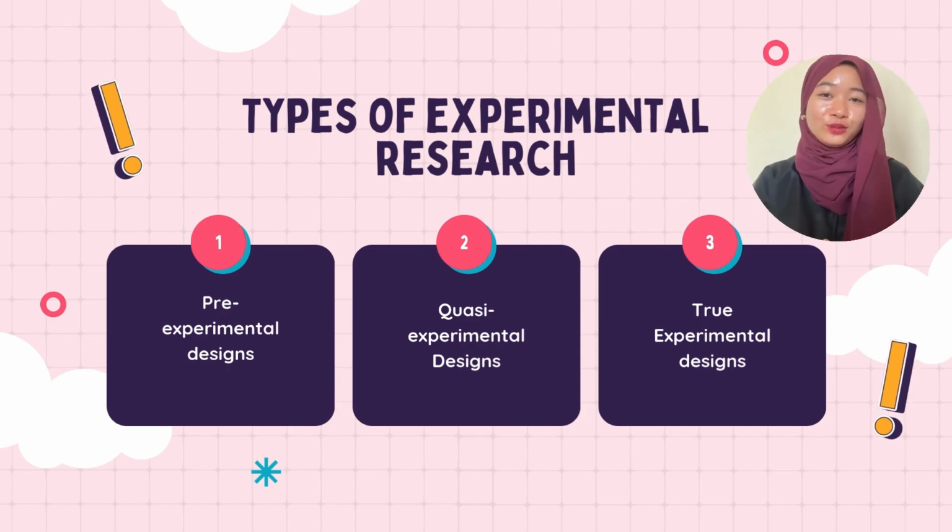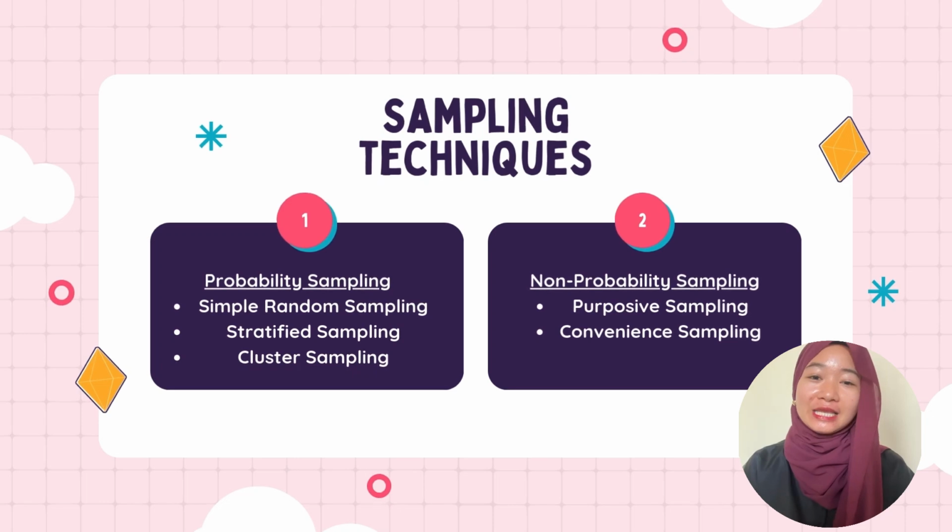Okay, next we move to the sampling techniques. Sampling is a critical step in experimental research to ensure the validity and reliability of our findings. In this slide, I explain two main types of sampling techniques. The first is probability sampling and the second is non-probability sampling.